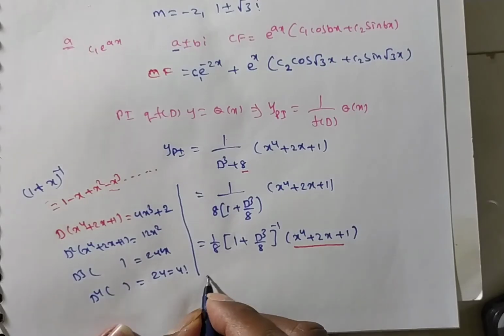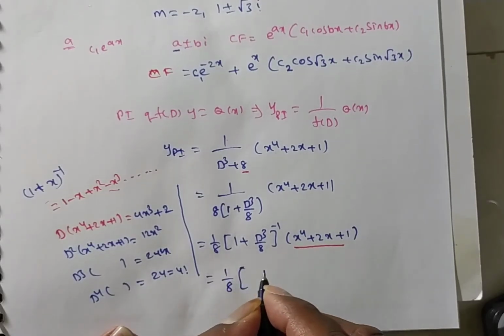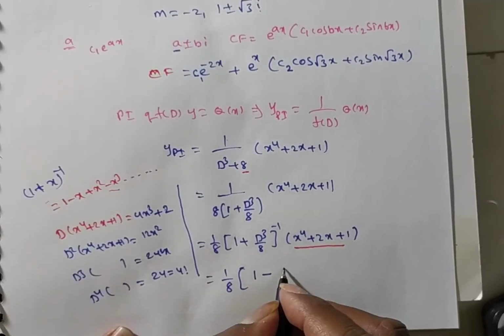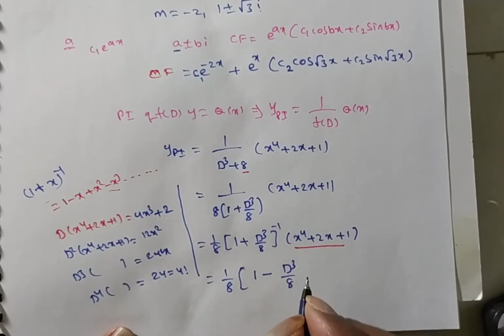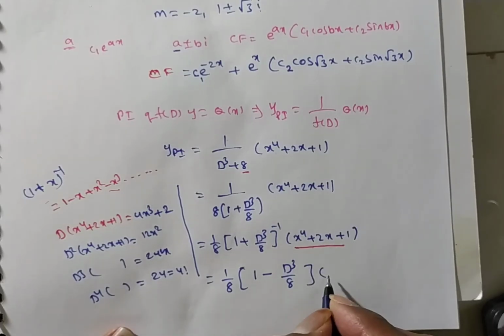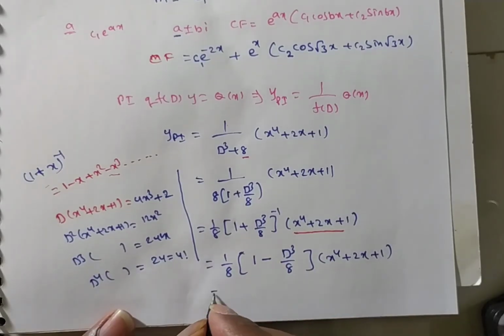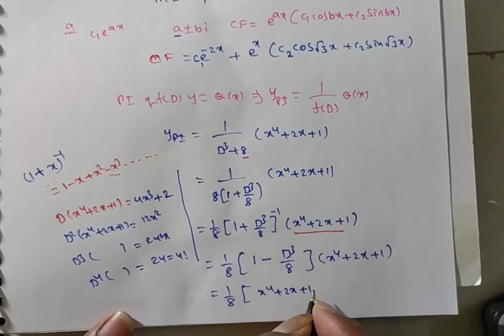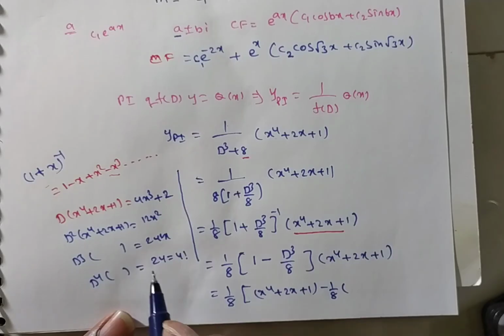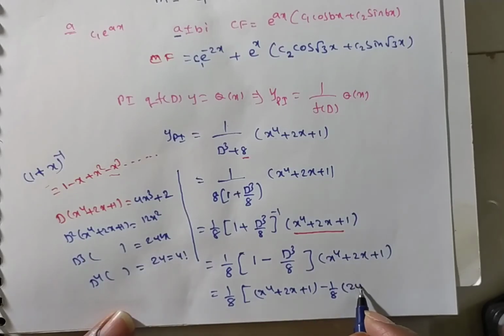Now in this case, you see, 1 by 8 times of 1 minus x. What is x here? You have D cube by 8. Next, x square is nothing but D power 6. Is it required, D power 6? No. So close the bracket, into x to the power of 4 plus 2x plus 1. Now multiply inside. Then 1 by 8 times of x to the power of 4 plus 2x plus 1 minus 1 by 8 times of D cube of this bracket. What is the D cube here? You have D cube is nothing but maximum 24x. Whatever the next derivative is, 0. So no need to write.